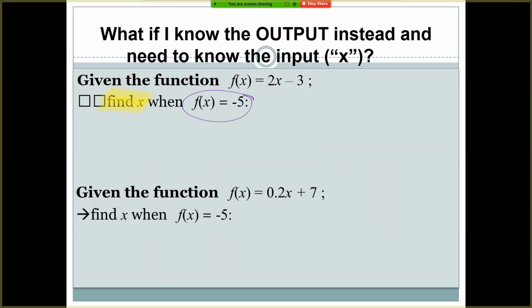So I'm going to take f of x right here, and I'm going to replace it with -5 because that's what f of x equals. So really we have -5 equals 2x minus 3. Basic algebra 1 problem you need to solve. So add 3 to both sides. That gives you -2 equals 2x. Divide both sides by 2, and you get x equals 1.